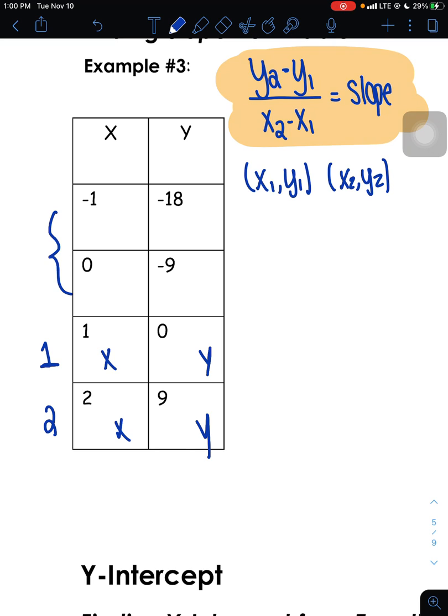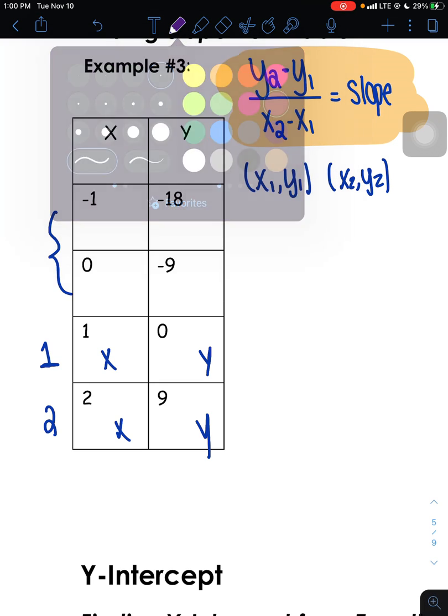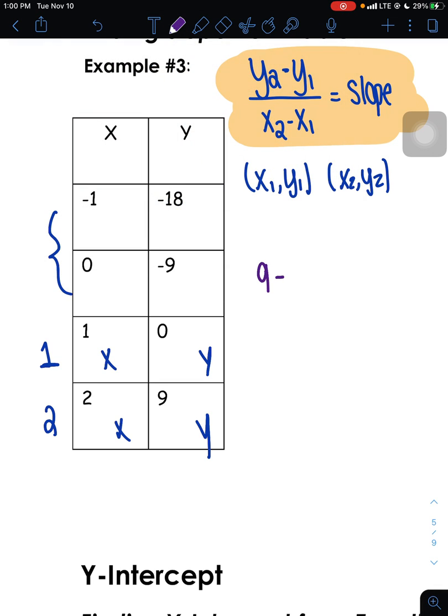So I see the second point, the Y coordinate is going to be 9. I'll put this in a different color so you guys can know I'm plugging in. And then the Y coordinate of the first term is going to be 0. And we can do the same thing for the bottom. The X term for the second one is going to be 2, and for the first one, it's going to be 1. So we have 9 minus 0 and 2 minus 1. So I have 9 at the top, and then I have a 1 at the bottom. That simplifies to just be 9. So for this one, I'm going to write the slope is 9.